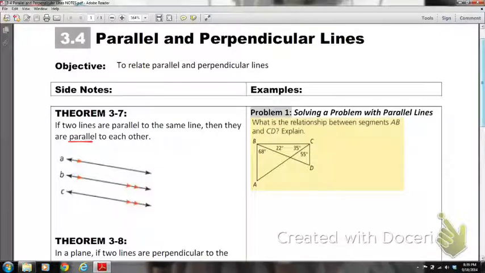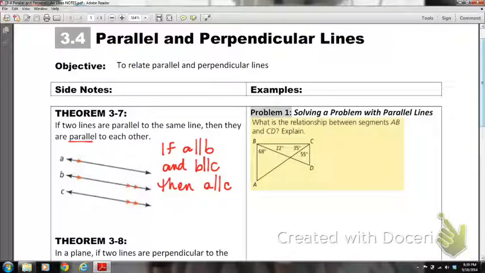So in this diagram, we have lines A and B parallel to each other, and lines B and C parallel to each other. So that means that A and C have to be parallel. If we write this as an if-then statement, we can say if A is parallel to B and B is parallel to C, then A has to be parallel to C.